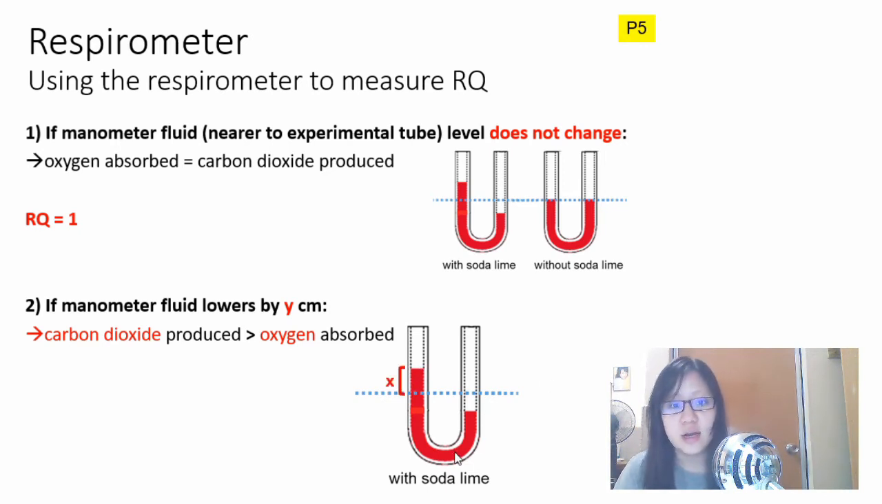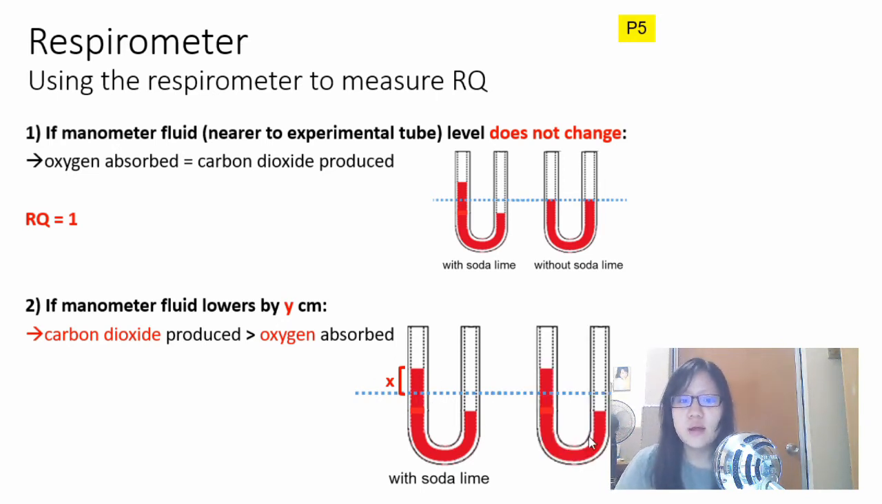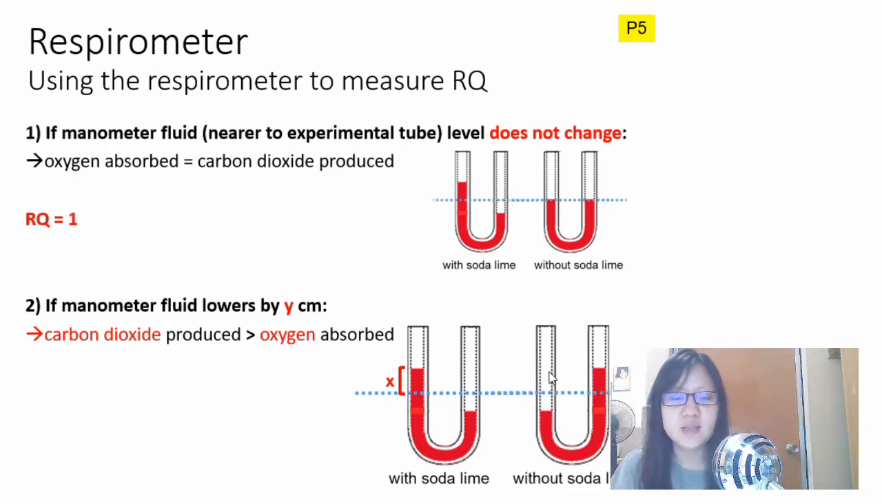But without soda lime, this volume is X. Without soda lime, imagine the organism takes in the oxygen. We know that it's probably this much oxygen that it takes in, and when it breathes out, a little bit more carbon dioxide is produced. So you expect it to go below the line there. So even more carbon dioxide is produced than oxygen absorbed.